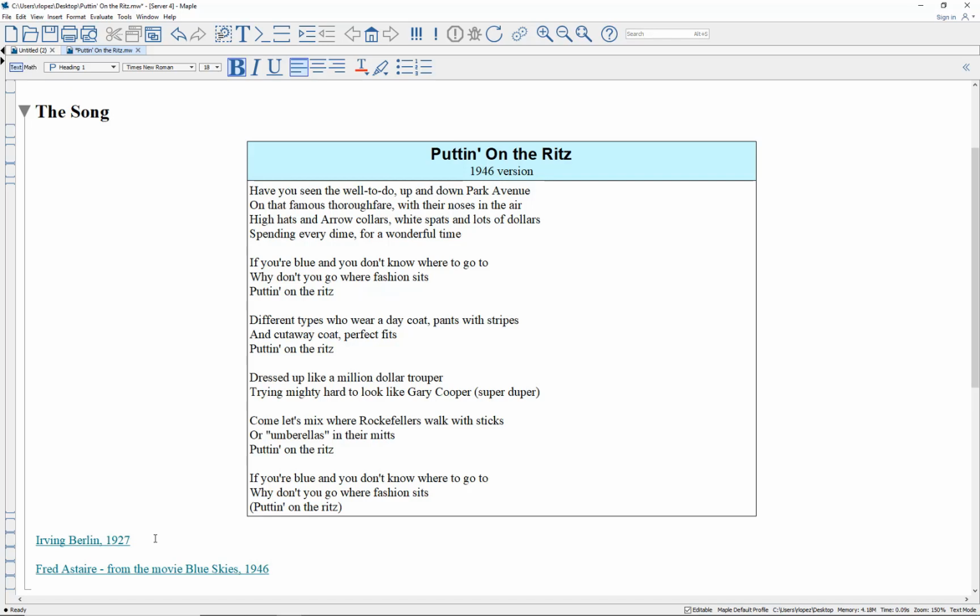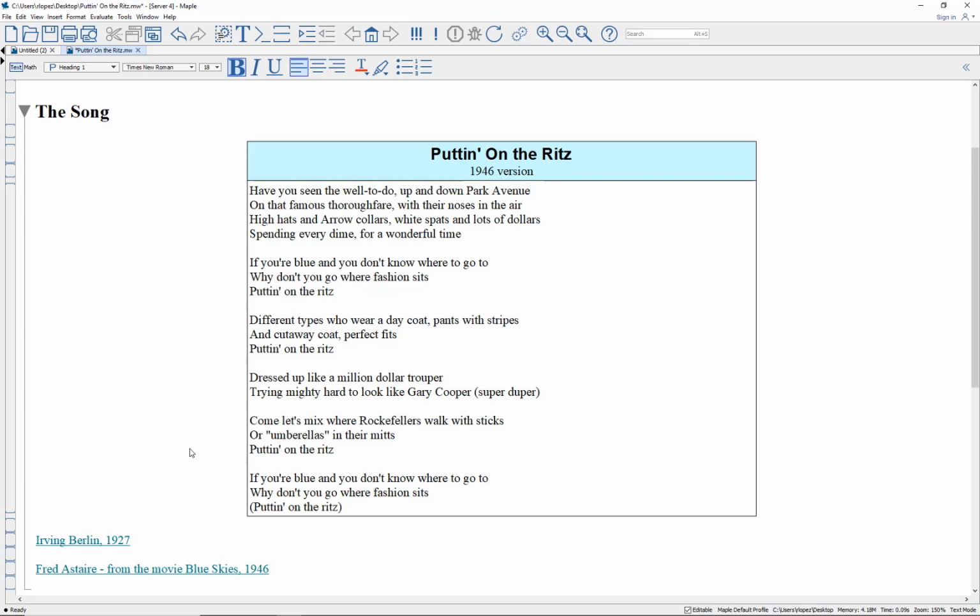But the really interesting movie is the movie Blue Skies, 1946, where Fred Astaire sings and dances to this, and the rhythm is just incredible. It's haunting. So look for this version, 1946, Blue Skies. Just Google and enjoy the 4 minutes of watching Fred Astaire sing and dance to this.